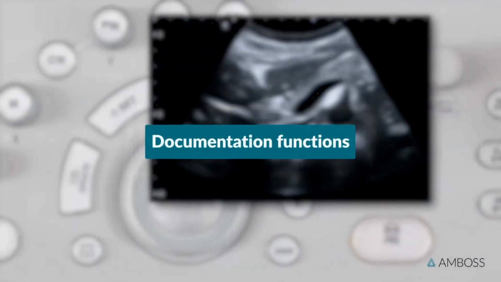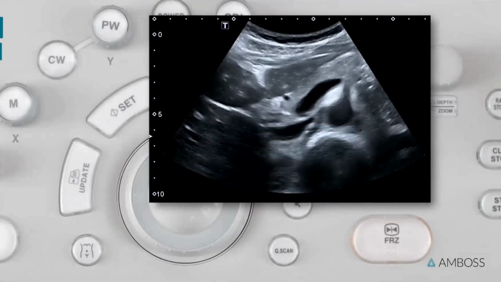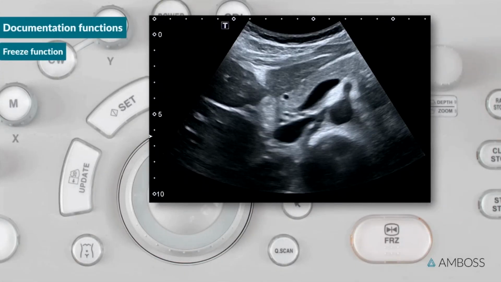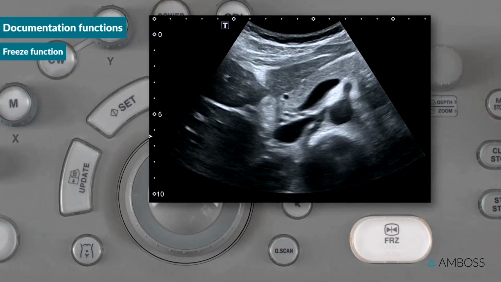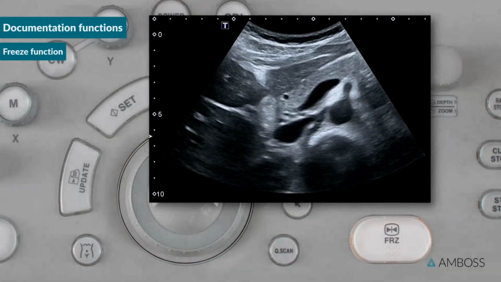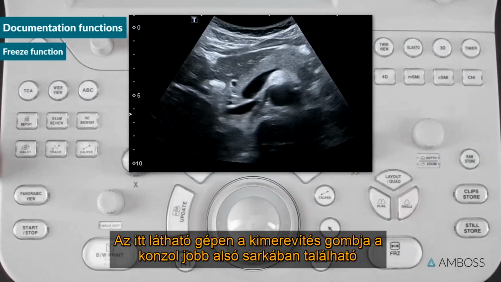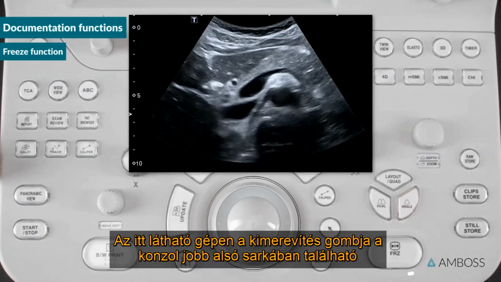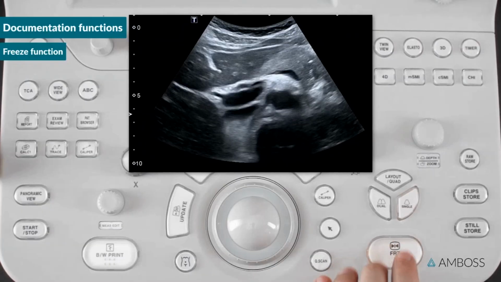Documentation functions. Freeze function. When performing a scan, it can be very helpful to freeze the image at a specific point in time. You can do this using the freeze function. On the machine shown here, the freeze button is labeled FRZ and is located on the lower right of the console. Pressing the button freezes the current image.